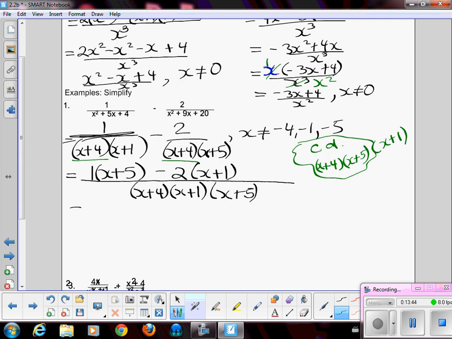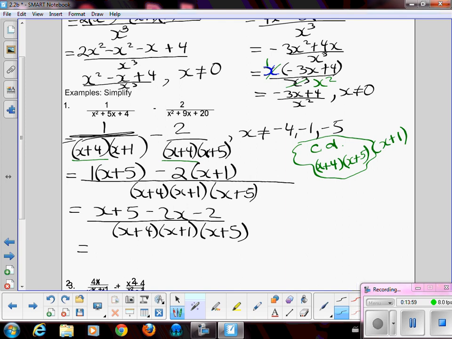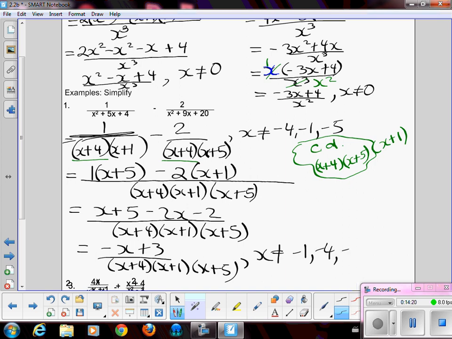And when I do that, I end up with x plus 5 minus 2x minus 2 all over my common denominator. And it's a matter of collecting like terms, so I have a negative x and a positive 3 all over x plus 4, x plus 1, x plus 5. And finally, I need to put my restrictions, and my restrictions are x cannot equal -1, -4, and -5.